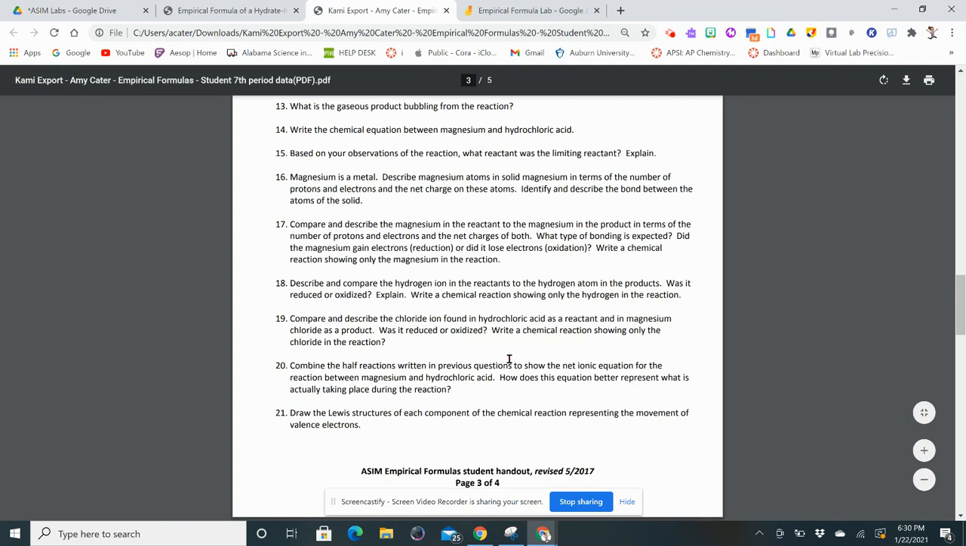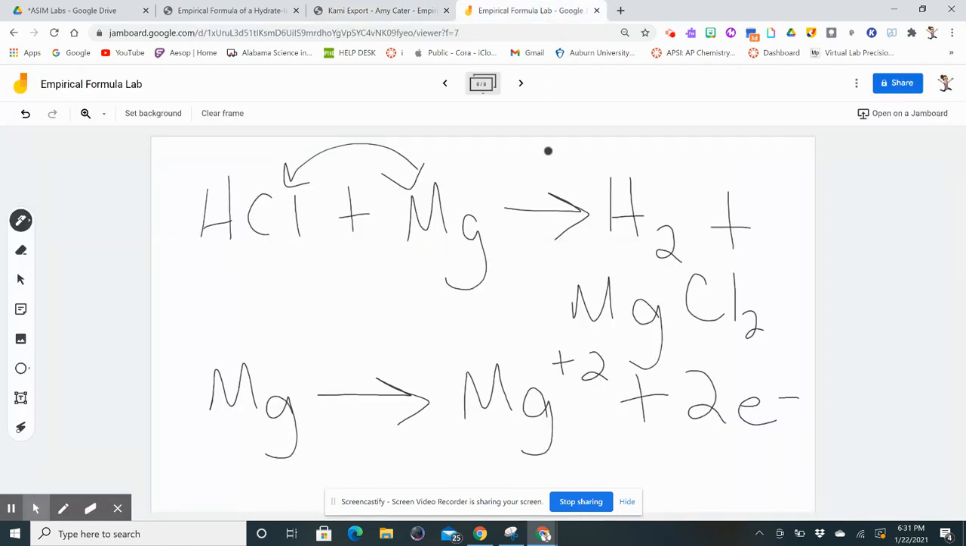Compare and describe the chloride ion found in hydrochloric acid as a reactant and in magnesium chloride as a product. All right, so looking at the chlorine then. Here, the chlorine is a chloride ion because it's attached to that positive hydrogen there. And over here, it's still an ion. I just have 2 of them. It didn't change at all.